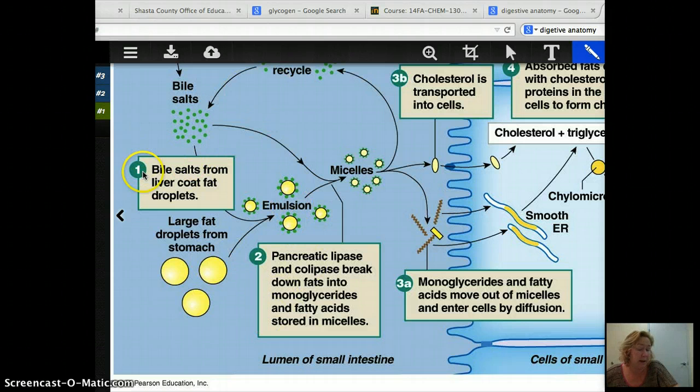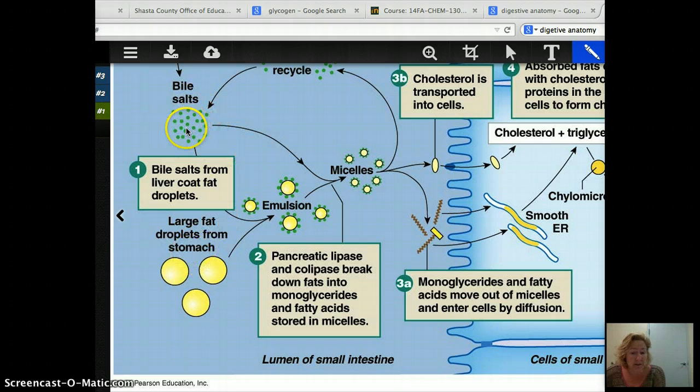What's happening? Bile. Remember our friend bile? Where's it coming from? It's coming from the gallbladder, right? So these bile salts from the liver, stored in your gallbladder, coat the fat droplets. So here are your large, big old fat droplets. Those aren't going into anything, right? We've got to get those puppies smaller.